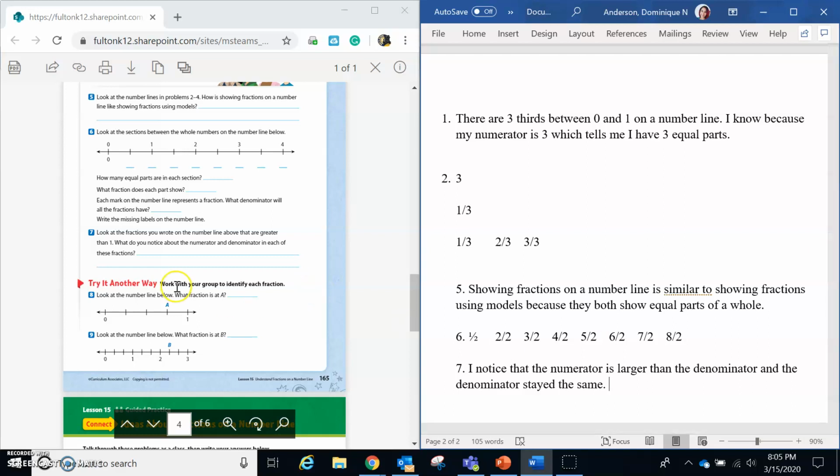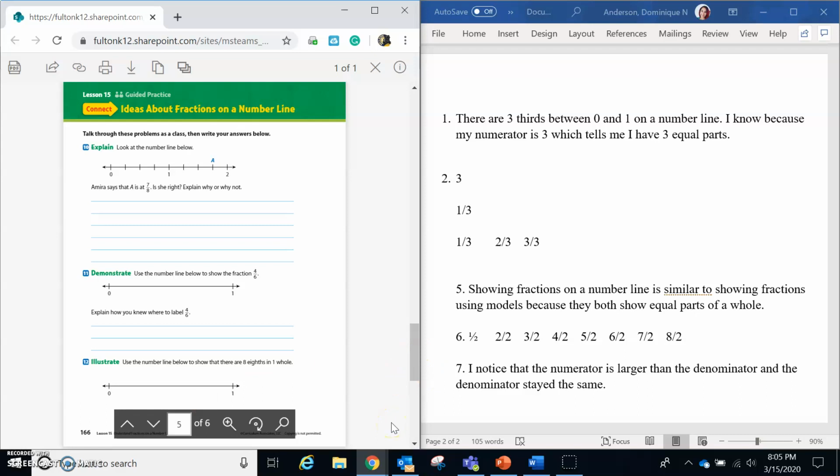So now I want you to try number 8 and number 9 on your own. Remember, count the equal parts to figure out your denominator. And then just tell me what fraction would A be, and then what fraction would B be. Pause the video to give you some time.